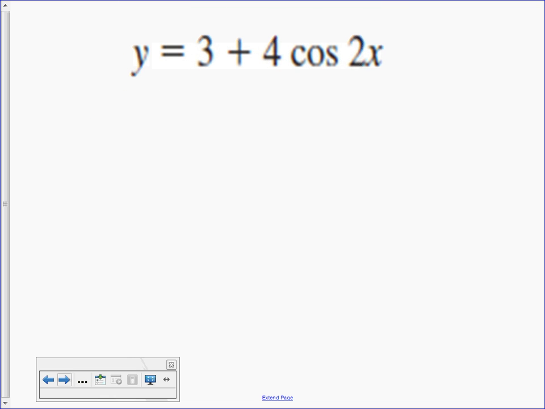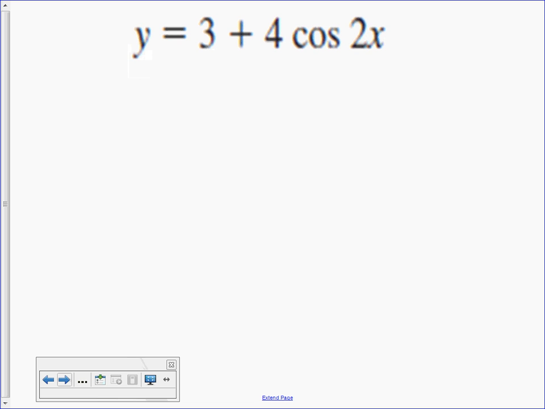3 plus 4 cosine 2x. Once again, your first steps are always label everything that you can. A is 4, B is 2. What's H? And K? 3. See how they put the 3 out in front again? They're trickers, yes. All they're trying to do is alleviate any tricking, because if they put that K next to the 2x, you might think that it's the H value. So that's why they move it around.